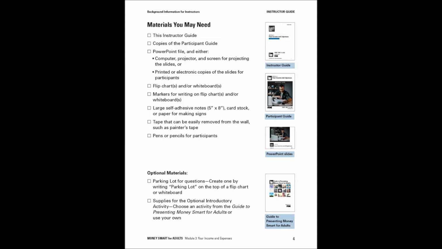Materials you may need, as in other modules, is a checklist of all that you're going to need to deliver the training, including the instructor guide, participant guide, and PowerPoint slides. Now, regarding the participant guide, if it's a challenge for you to give copies to everyone in your training, please refer them to the online version or some other solution that may be appropriate. Optional materials such as the parking lot for questions and supplies for any optional introductory activity that you may be doing should be on hand.